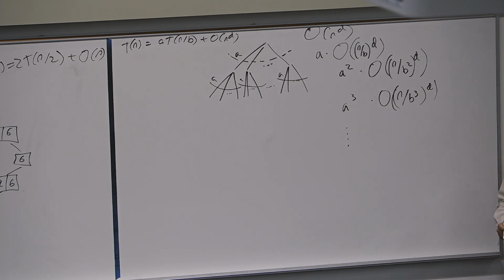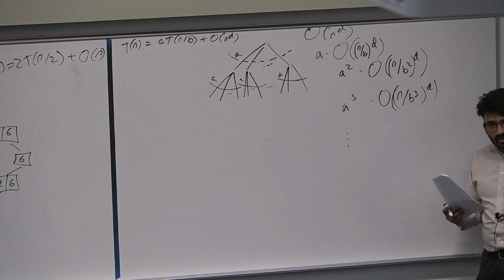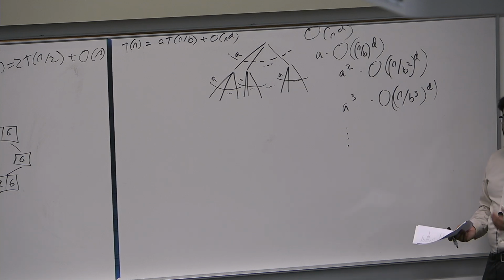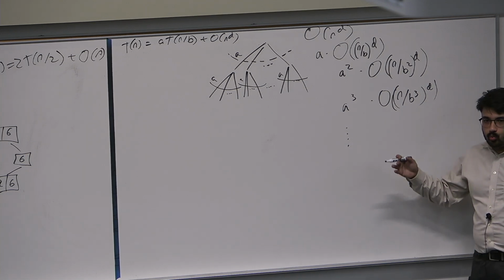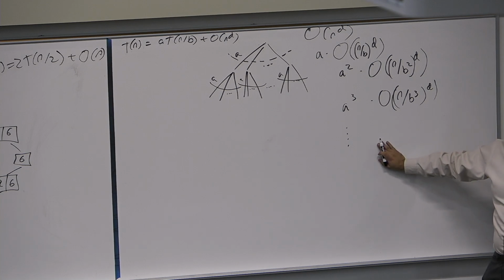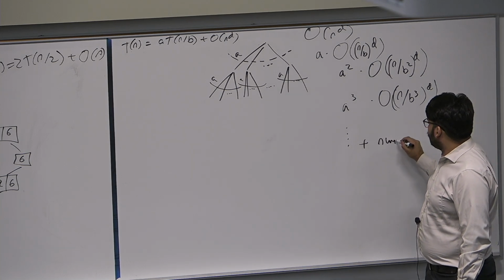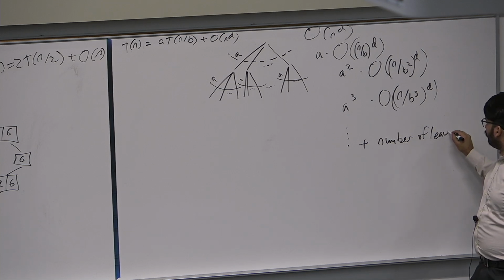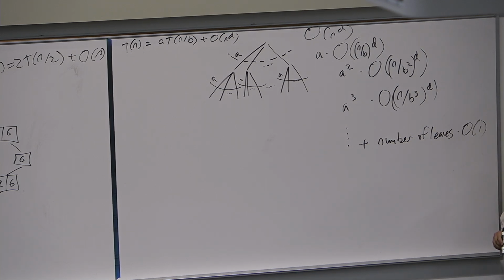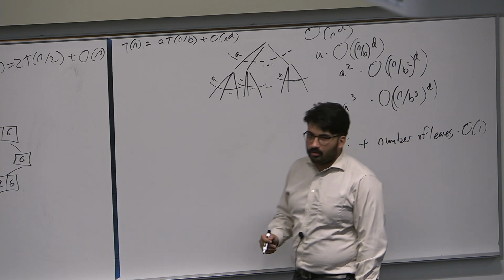Now, when does this stop? We keep doing this work at the intermediary levels until we hit the leaves. How long does a leaf take of such a computation? It takes constant time. If it's not constant, we haven't divided enough. The base cases should take constant time. So we're going to sum the work done at each level, and then we're going to add the number of leaves times O(1), because that's the time it takes for each leaf. So now we just need to know the number of leaves.